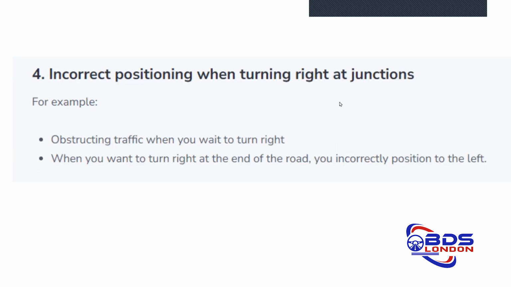All right. So let's look at something else. Now, positioning on the junctions, guys. This is important for everybody to understand. You need to know what your positioning is in junctions when you're turning right. That is extremely important. You need to position not obstructing the oncoming traffic. Don't position in a way that you obstruct the oncoming traffic. And when you want to turn right at the end of the road, you need to position to the left. You have to always look at the width of the road where you position on the road. That's really important.